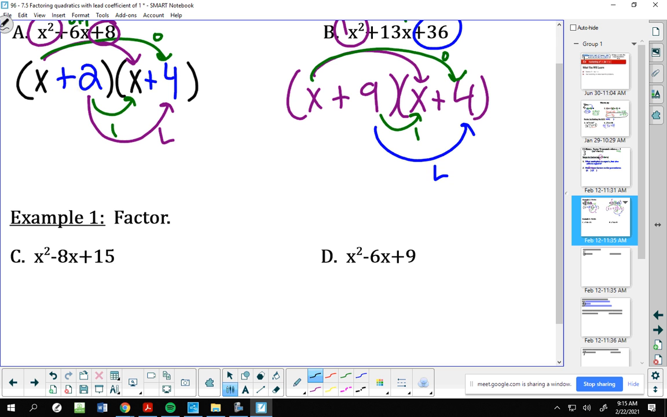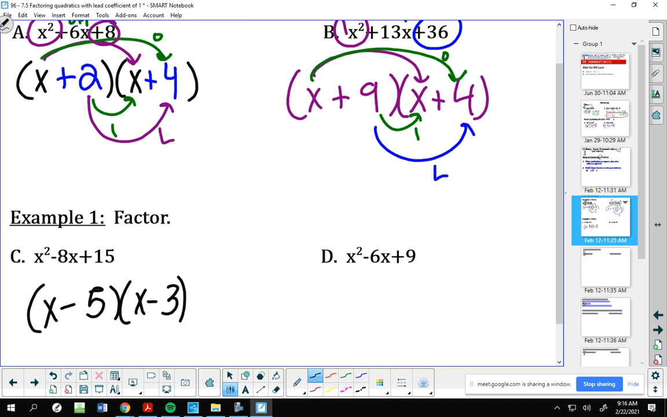All right, now our signs are going to be a little bit different. So again, this is 1x squared, so you guys know it's going to be x times x for first times first. Now, they're going to multiply to a positive, but they're going to add to a negative. If they multiply to a positive and add to a negative, they both have to be negative. Right? Because a negative times a negative will be a positive, and then two negatives will add to a negative. So what are my numbers? Negative 5 and negative 3. Good. So x minus 5, x minus 3.